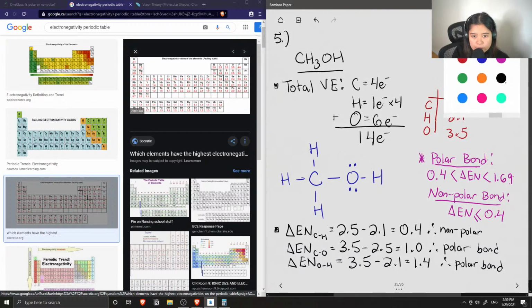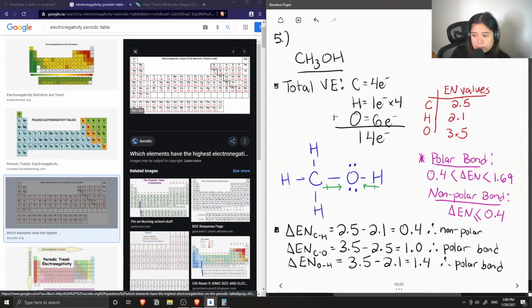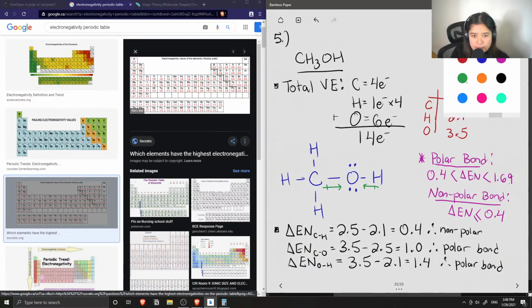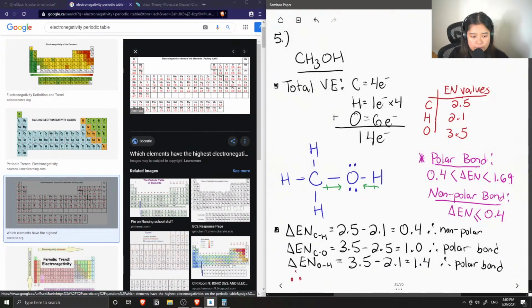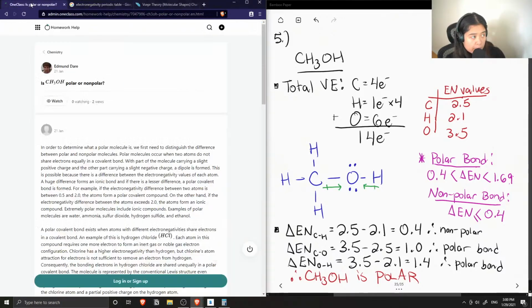So now if we were to write dipole moments in this molecule, we'll have them kind of gearing towards the oxygen like this. Since these dipole moments aren't able to cancel each other out, we can say that methanol is a polar molecule. So this means it's able to dissolve in water if they were both in solution.